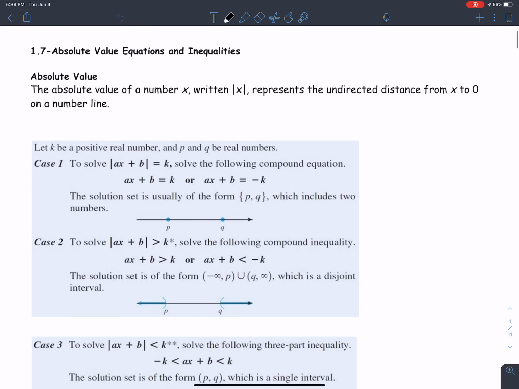Okay, 1.7 is absolute value equations and inequalities. So absolute value: the absolute value of a number x represents the undirected distance from x to 0 on a number line. Okay, so it's the distance from 0.